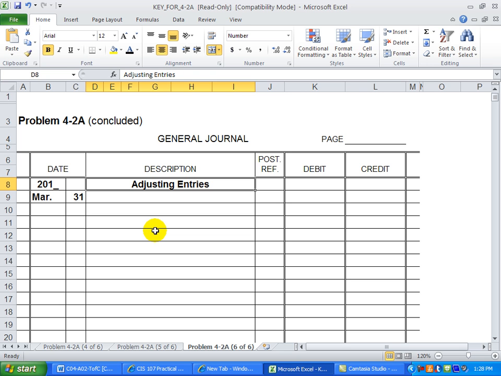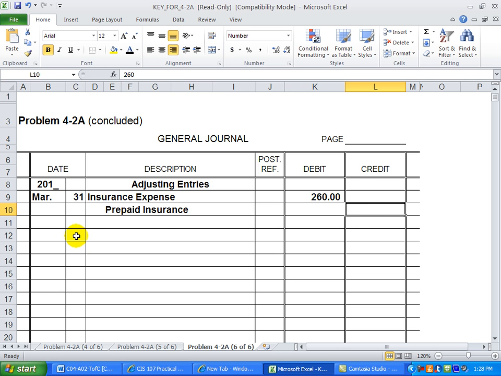So we're going to look at the adjustment debit column for the one that's labeled letter A. And that would be insurance expense. So we're going to write in insurance expense, and it's a debit. So we're going to put the debit in here for $260. Then we're going to indent, and you want to look at the credit column for letter A. That one is prepaid insurance. So we're going to indent and write prepaid insurance and put that over here.